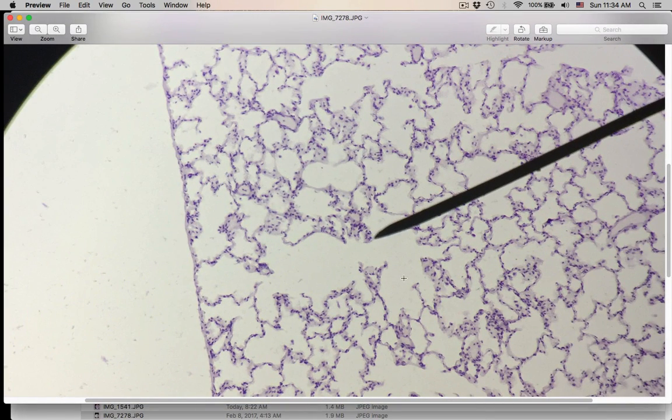So what organ and what kind of epithelial tissue is all throughout here? What kind of epithelial tissue is all throughout here? Not exactly where this is pointing, but all this in through here. So that was number 26.